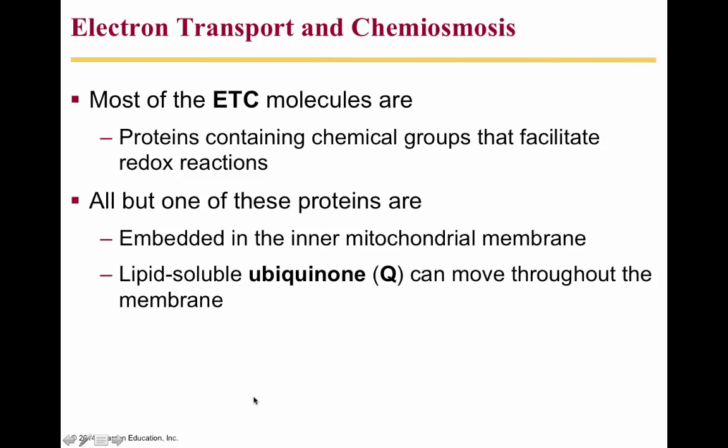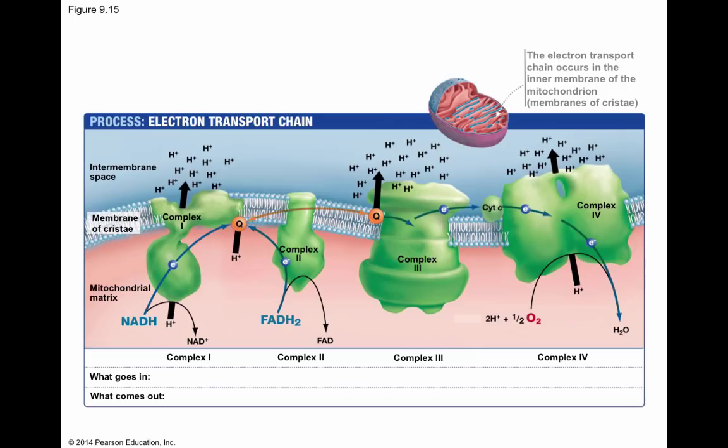All right, so now, these proteins in the chain, these carrier proteins, they're pretty cool. All but one of them are actually embedded in the membrane. Ubiquinone, this guy is lipid soluble and hydrophobic and kind of moves around. I'll show you him. But the others are embedded, and they are metal-containing proteins. They have like iron and zinc and things like that that can help them actually conduct the electrical flow, the current, the electron movement.